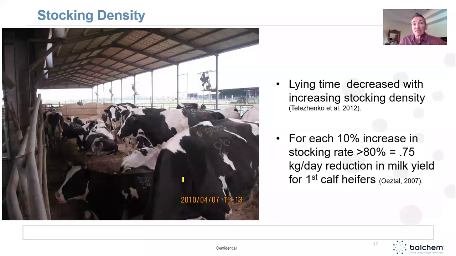Then you can see some places that might look like this. I mean, I could not walk through here, much less another cow. And look how many of them are standing up, because there's not enough room to lie down. So there's a huge impact of stocking density on stress and then milk production. One number I like to use is that for each 10% increase in stocking rate above 80%, we lose about 3/4 of a kilogram per day in milk production in first calf heifers. Guess is for multiparous cows, it's probably that much or more.